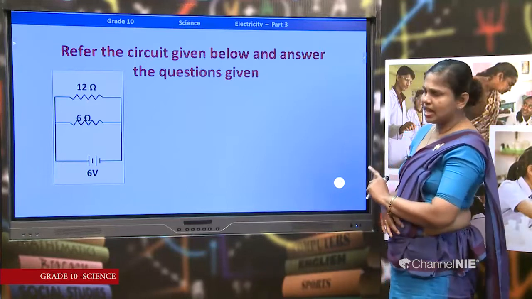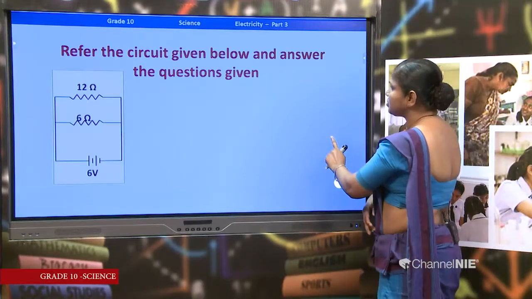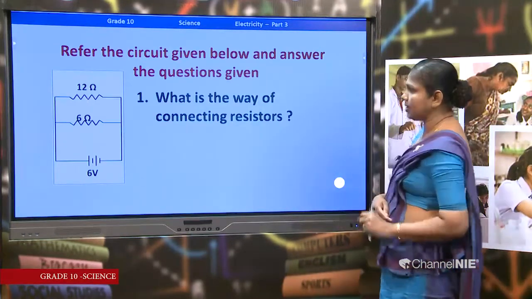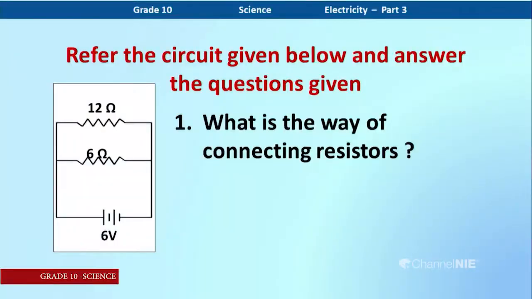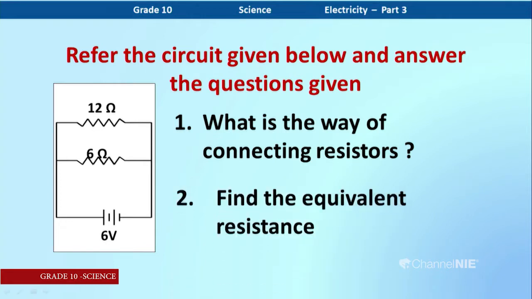Two resistors are connected again to a 6 volt power supply. What is the way of connecting resistors here, children? The way of connecting resistors is parallel. Parallel combination, right? Next question. Find the equivalent resistance here. Now, how to get the equivalent, children? Right?